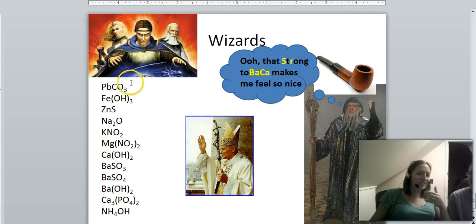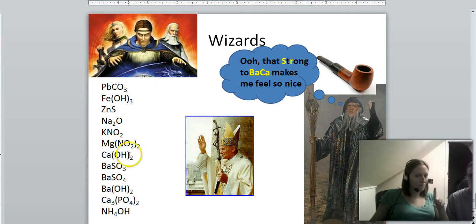So that gives us the ability to do these, which is lead carbonate, insoluble. That's a witch and a wizard. Iron hydroxide, insoluble. Zinc sulfide, insoluble. That's one of the wizards. Sodium oxide, there's a pope, soluble. Potassium nitrite, soluble. Magnesium nitrite, insoluble. Yeah, I'm saying that's insoluble because that's not nitrate.